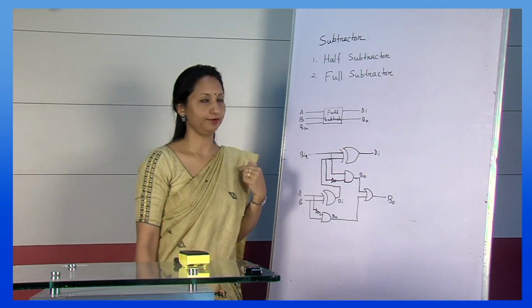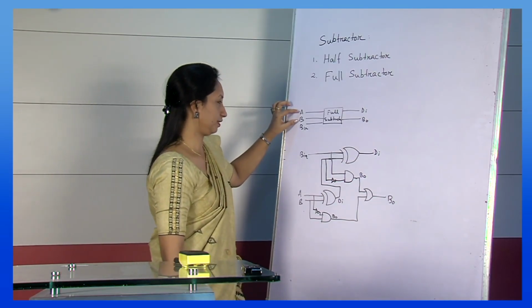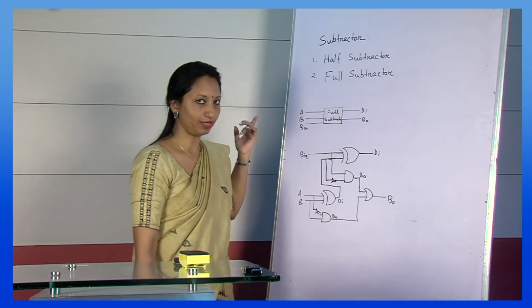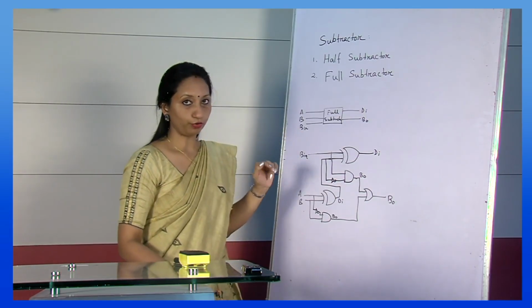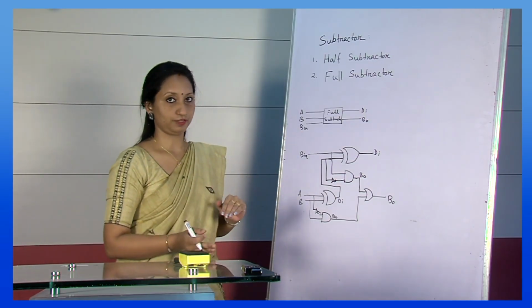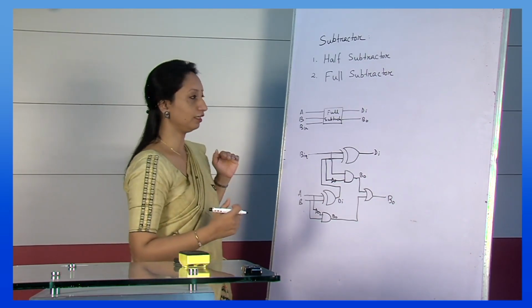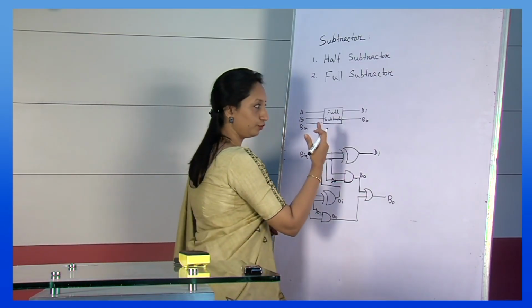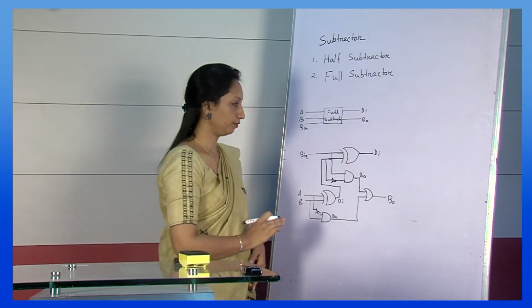In case of full subtractor, there are 3 input bits and 2 output bits, similar to the full adder. The 2 input bits, that is A and B, mean one input is subtracted from the other, and the third input is a borrow of the previous stage. That means borrow from the previous stage is the third input for full subtractor. And there are 2 outputs, one is difference and the other is the borrow output.